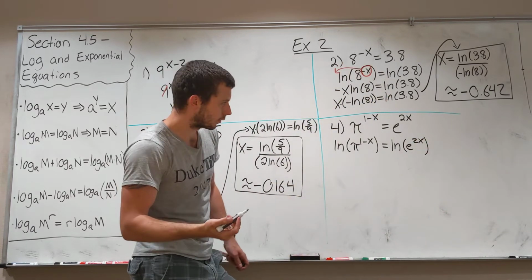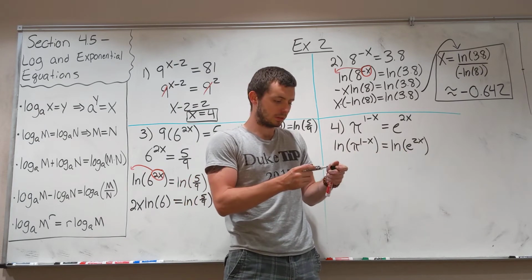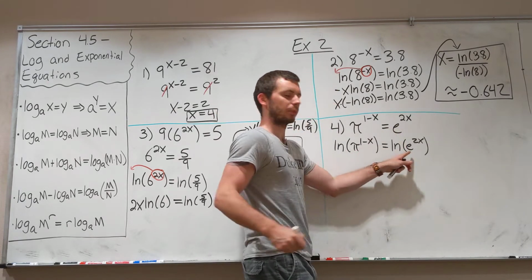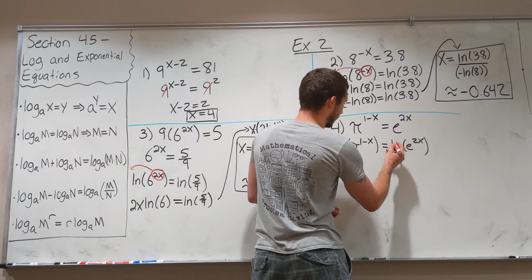Something that you might have noticed, ln and e are right next to each other. So it just so happens in this problem, remember e and ln are inverses. We've talked about this in previous sections. So they cancel.